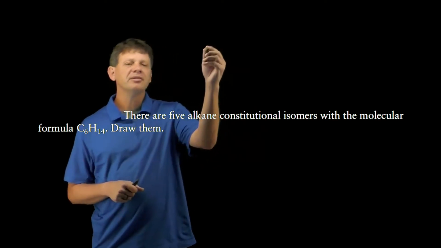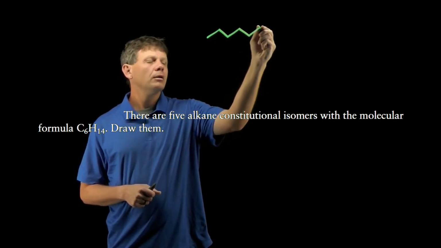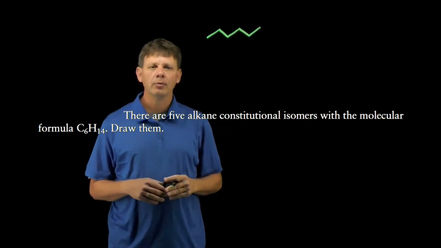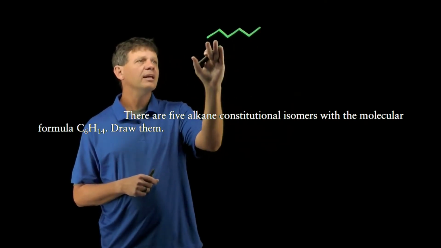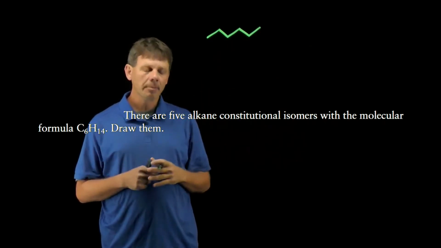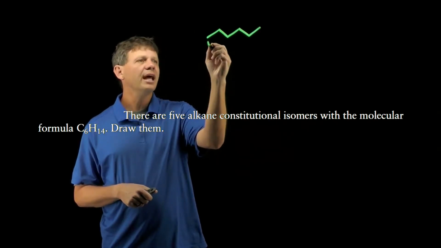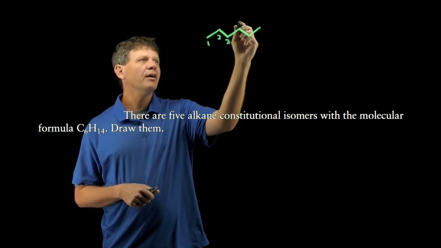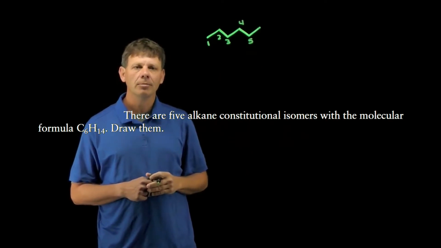Let's start by being systematic, and to do that, we'll first draw the compound hexane. That represents the first constitutional isomer. Now, hexane is a 1, 2, 3, 4, 5, 6 carbon chain, but when we think about drawing the constitutional isomers of it, what we're going to do instead is imagine it as a 5 carbon chain, but with a methyl group attached at the 5 carbon.